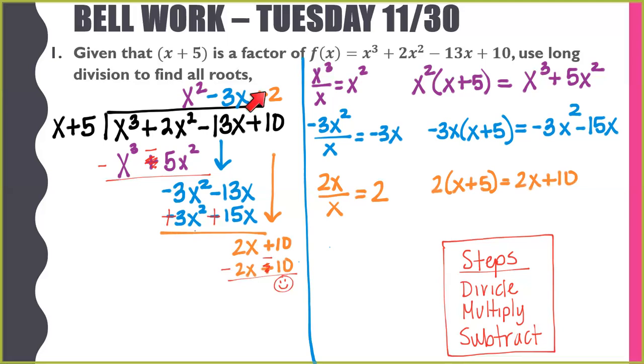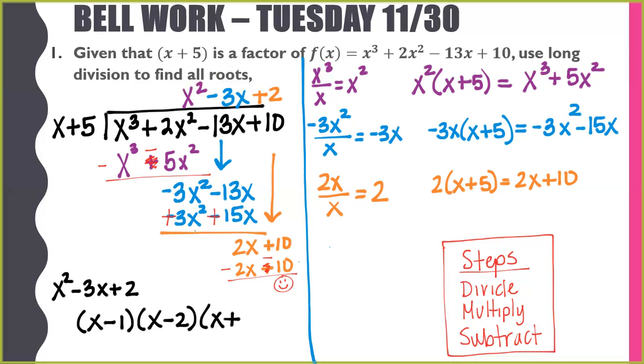So to find my solutions, I need to factor this down. So I need 2 numbers that multiply to be 2 and add to negative 3. So that would be negative 1 and negative 2. And then I also have the factor that they gave me at the beginning, which is x plus 5. When you set all 3 of these equal to 0, your solutions are 1, 2, and negative 5.